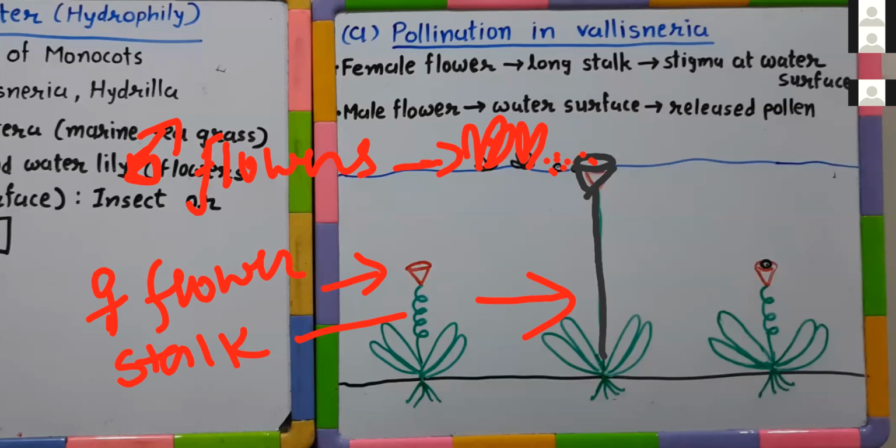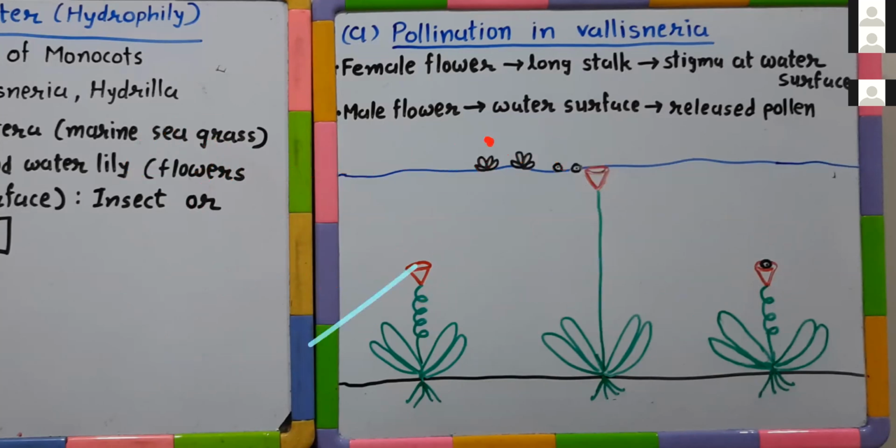The moment the female flower is pollinated with these pollen grains which were on the water surface, again the stalk will recoil and bring the female flower from the surface back underwater. But you see, here there was no pollen, here there is a pollen received on it. This is how Vallisneria carries out pollination over here. Do you get the sense of what I taught?